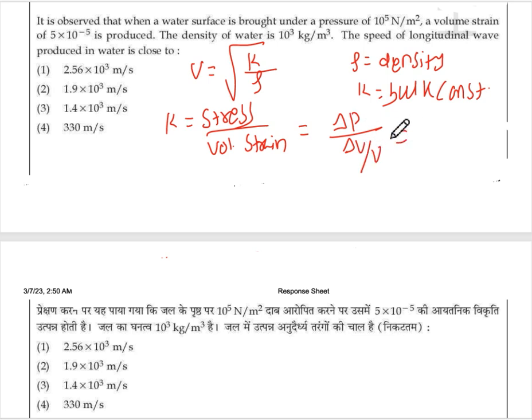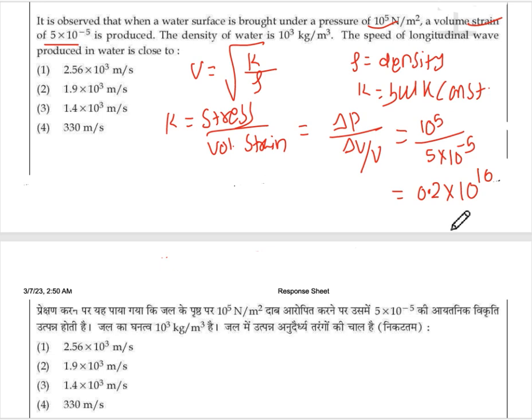So its value is given by delta P, where pressure is given as 10 to the power 5. So we directly put here 10 to the power 5, and the volumetric strain is given as 5 into 10 to the power minus 5. If I solve it, it will become 0.2, that is 1 by 5, times 10 to the power 5. When it goes to the numerator, it will become 10 to the power plus 10.